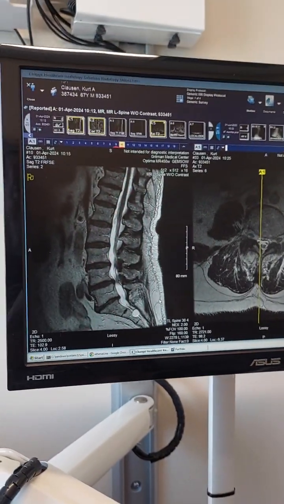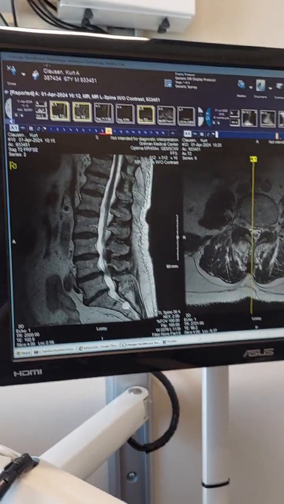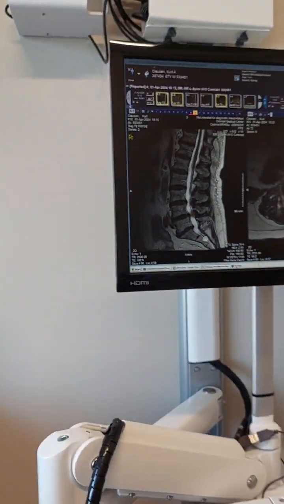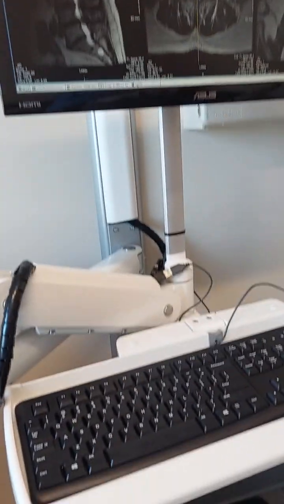Now, can I still get a surgeon's consultation? Absolutely. And go forward with the steroids? Absolutely. Okay. Yes. Absolutely. All right.